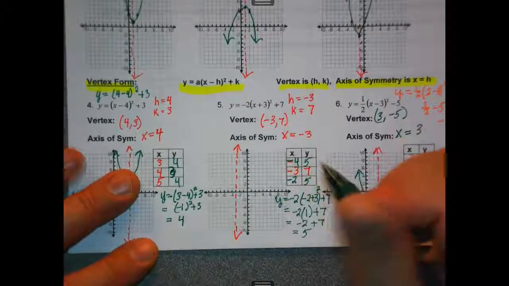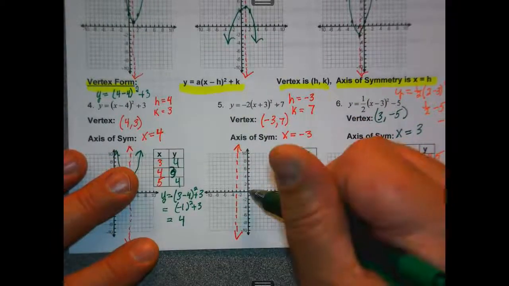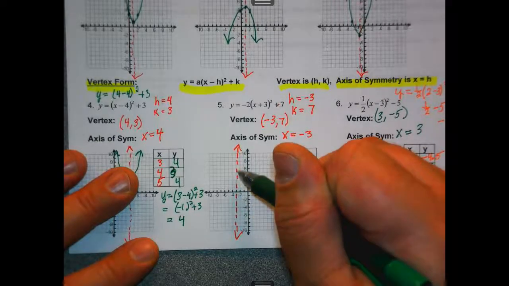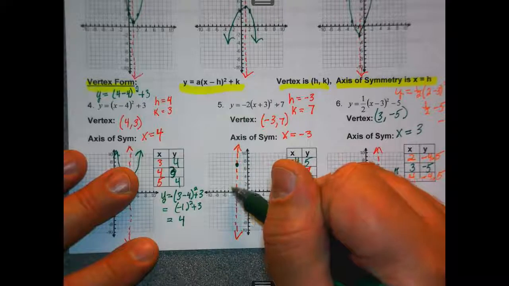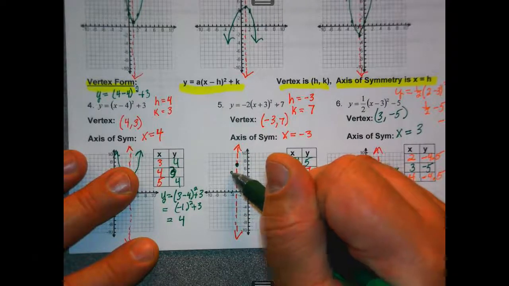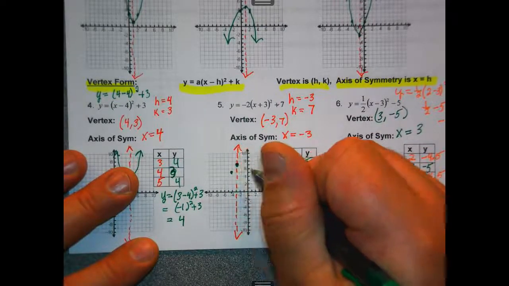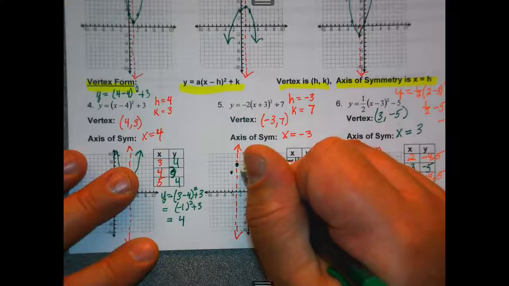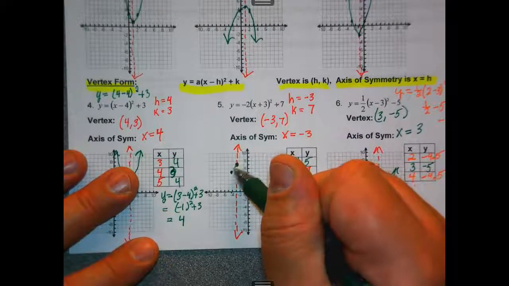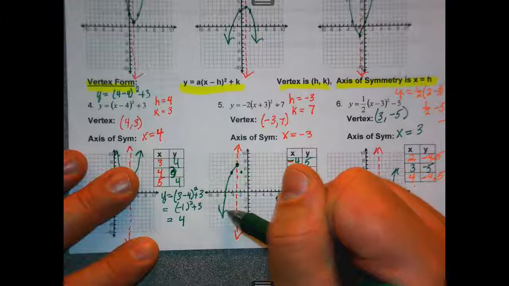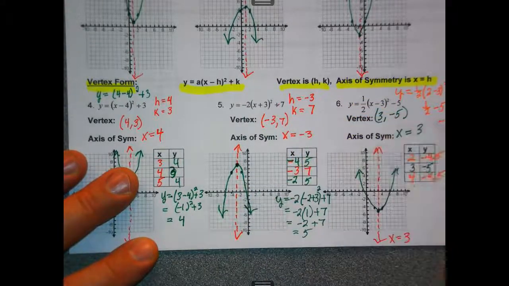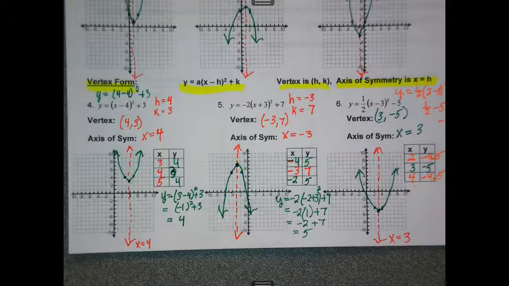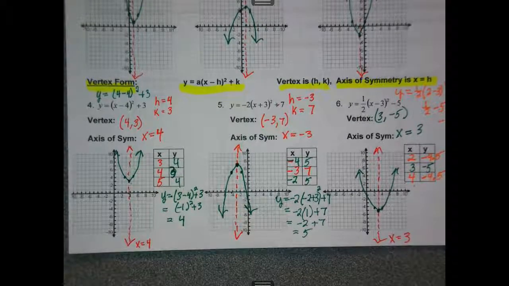Okay, let's plot these and draw our parabola. Negative 3, 7. Negative 4, 5. Negative 2, 5. And here's my diseased parabola, or as I say, parabola. Easy peasy, right?